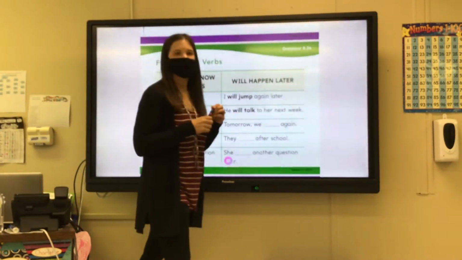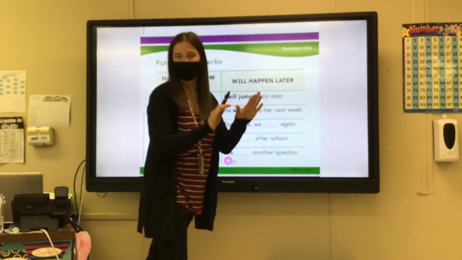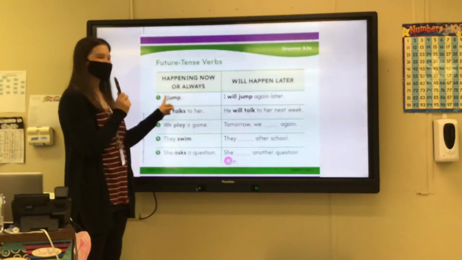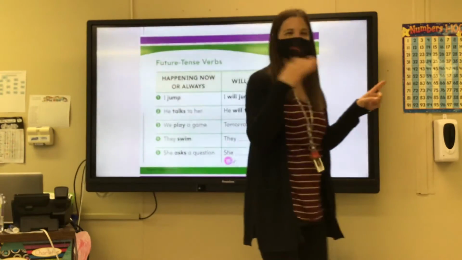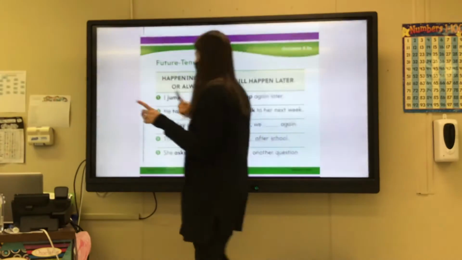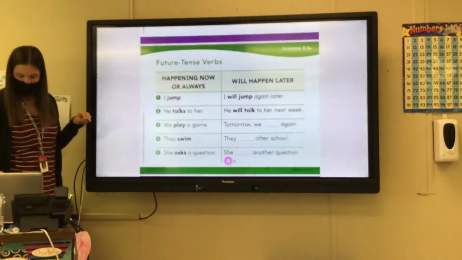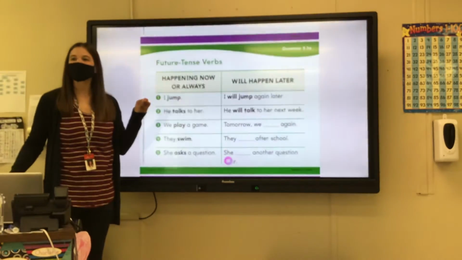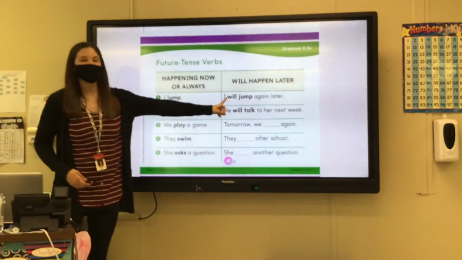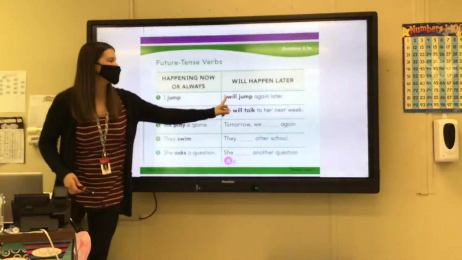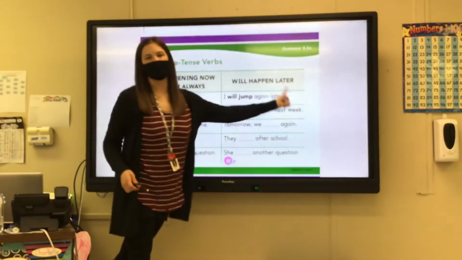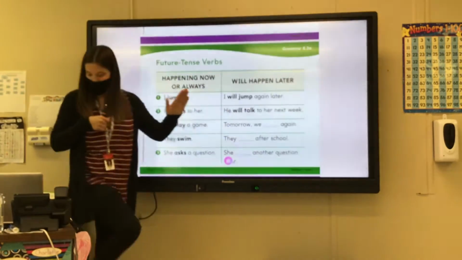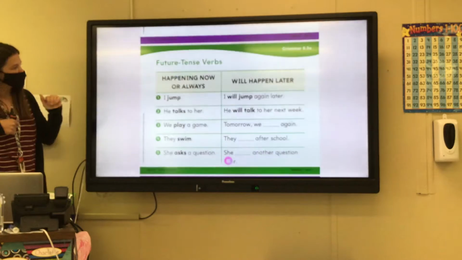So if you are going to talk about jumping later on, you have to change the verb a little bit. You have to add a word to the verb to make it make sense in a sentence. Okay, so if it happened right now, we were jumping, we would say, I jump. If you're going to say you're going to jump again later, you're going to add the word will. I will jump again later. Will jump. So if it's happening later in the future, we're going to add will.